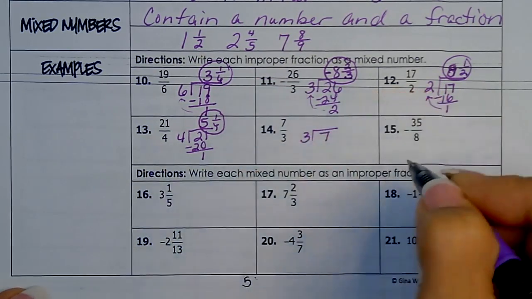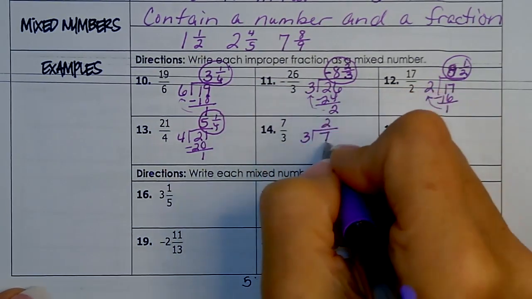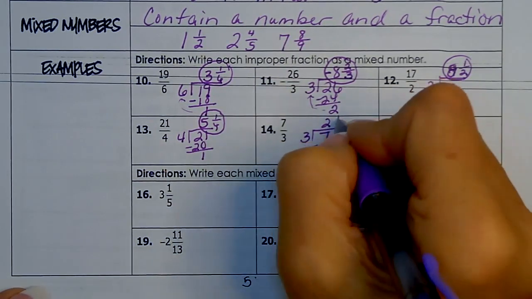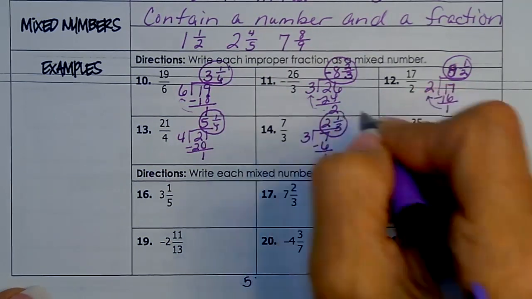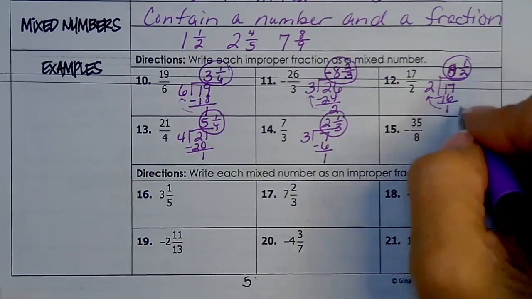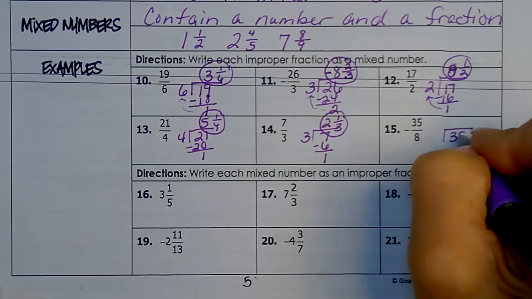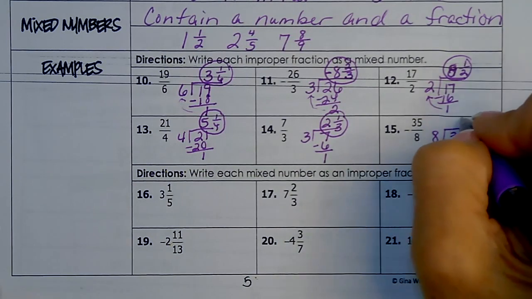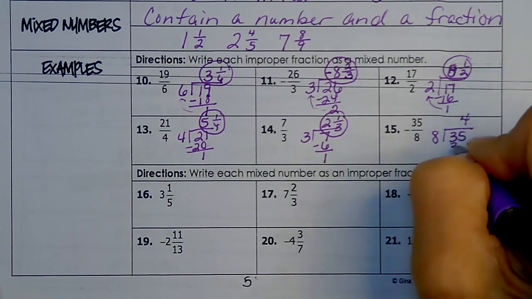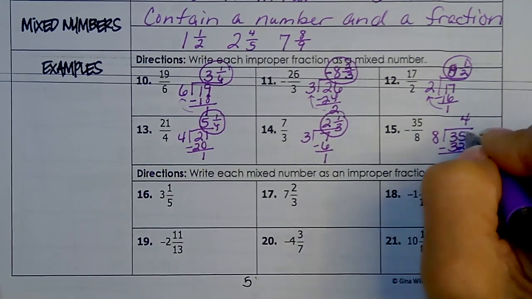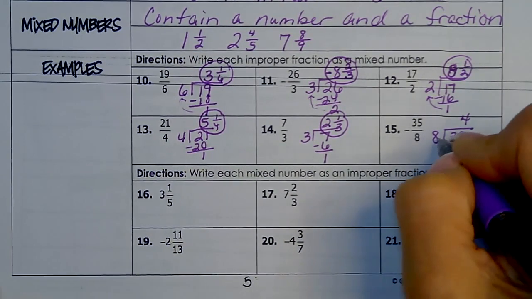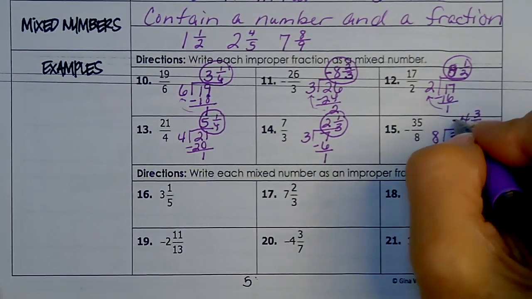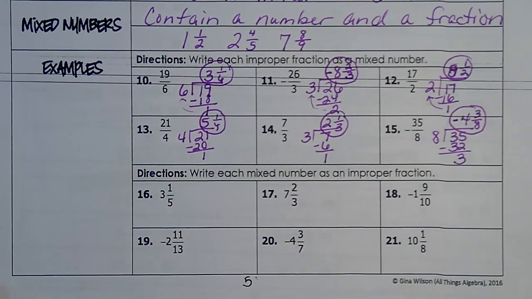7 divided by 3. 2 times 3 is 6. Subtract, I get 1 left over. Put it over that 3. 5 divided by 8. So I have 4 times 8, 32. Subtract, and I get 3. Put it back over that 8. This was negative, so my mixed number will also be negative.